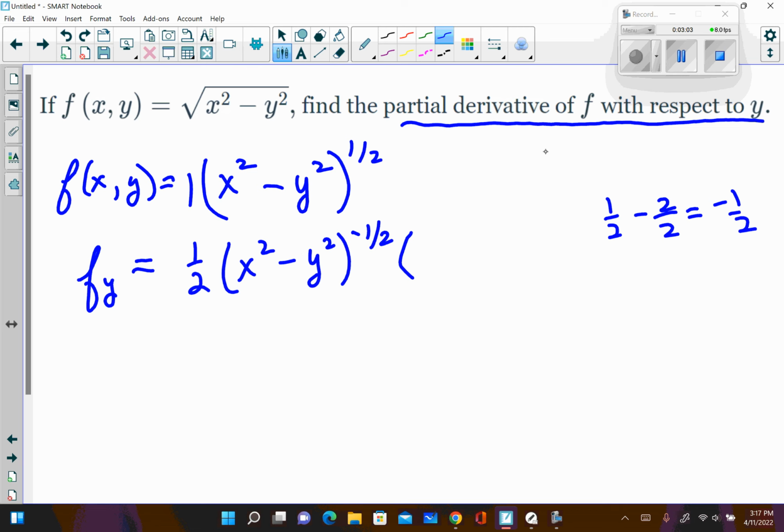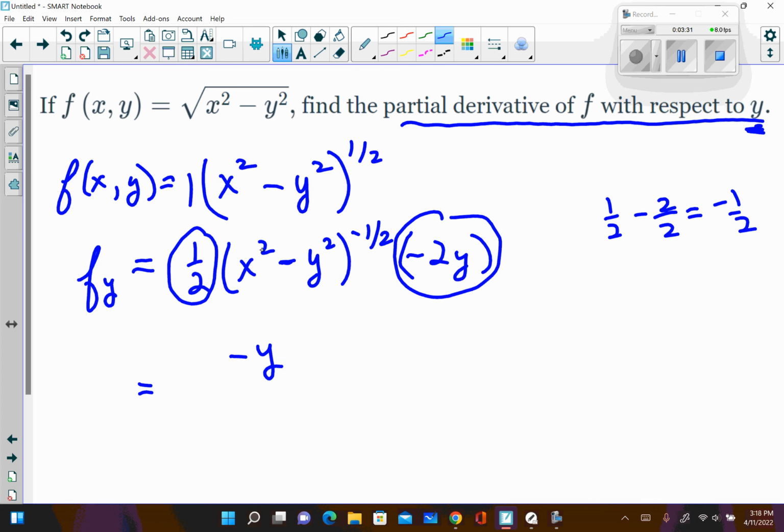With respect to y, the derivative is 0 minus 2y, because we're treating x as a constant. That would make the derivative of x squared 0. 0 minus 2y is the derivative. With respect to y means y is the only variable. And 1/2 times negative 2y is negative 1y.